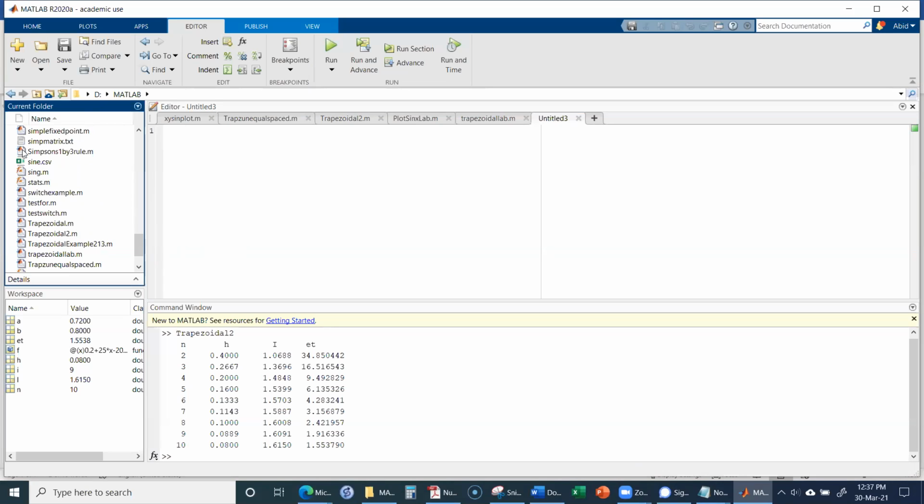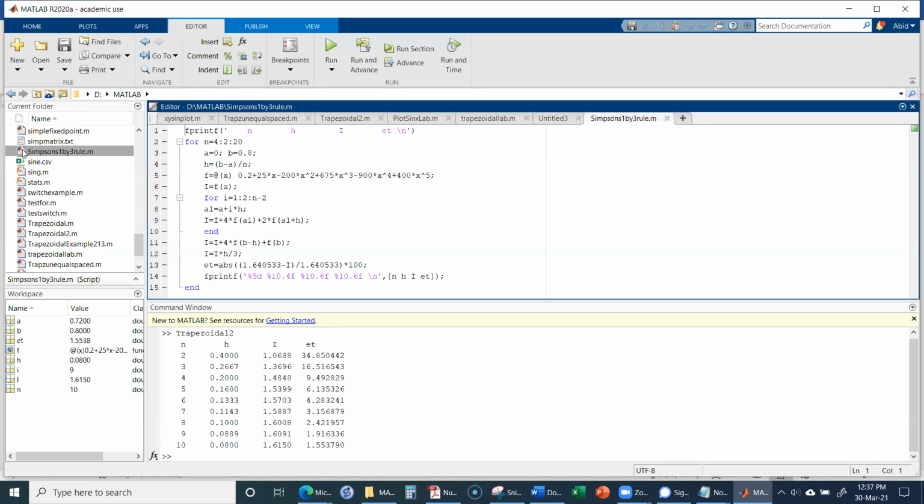There are two Simpsons rules. One is the Simpsons 1/3 rule, and the other is the Simpsons 3/8 rule. I have done it for Simpsons 1/3 rule. You can do it for Simpsons 3/8 rule as well. And of course, we will look at the differences between these two rules tomorrow as well.